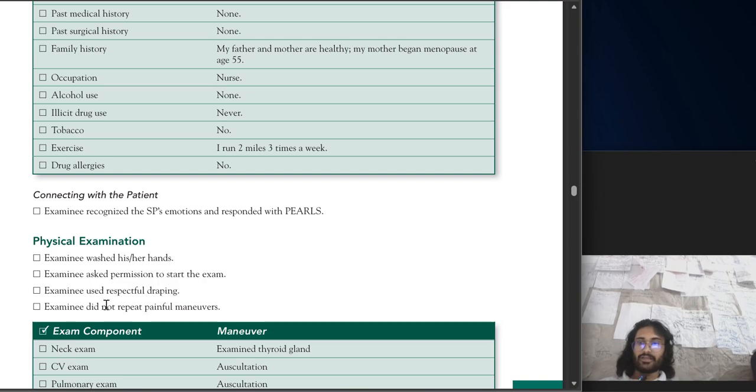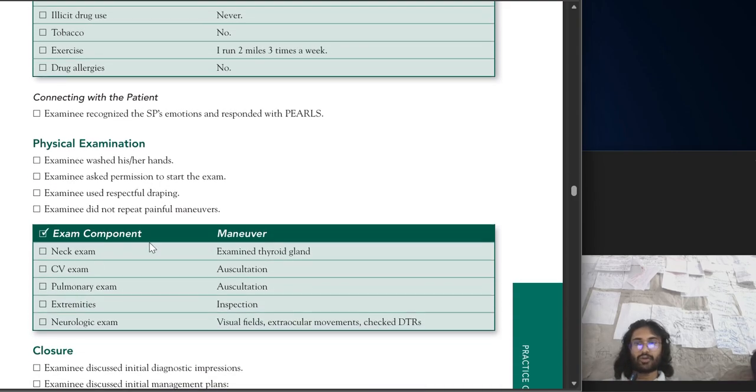Examinee did not repeat painful maneuvers. If she gets any kind of painful stimulus during palpation, don't repeat it again, because she's getting pain. Exam components and maneuvers. So neck examination is the first. We are checking for thyroid. Okay, examining the thyroid gland. Second, the CV or cardiovascular exam.